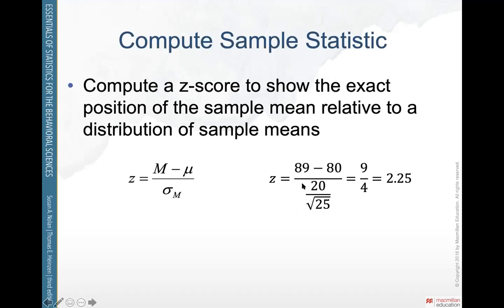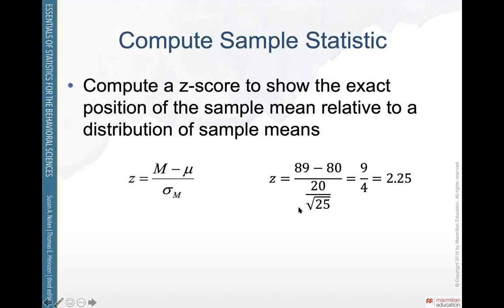Good. So just looking at this bottom part, this overall thing is the denominator. If we look at the top part, or the numerator, this 20 comes from the standard deviation of the population. So this is the standard deviation of the population divided by the square root of our sample size, which was 25.